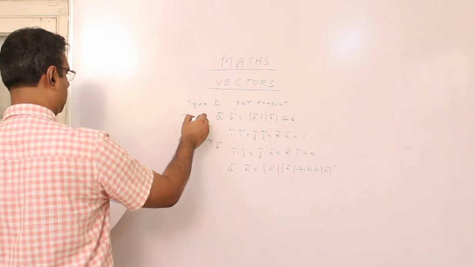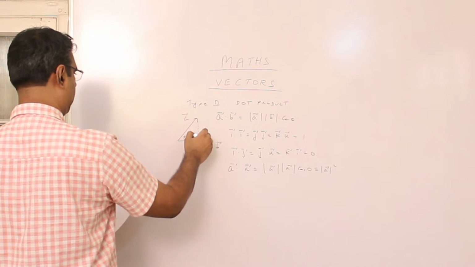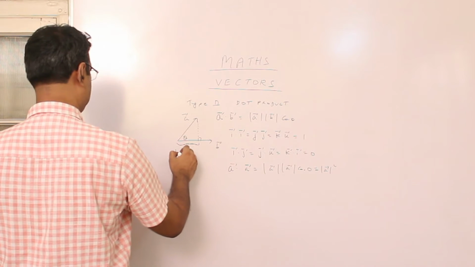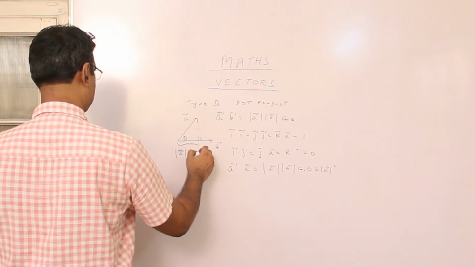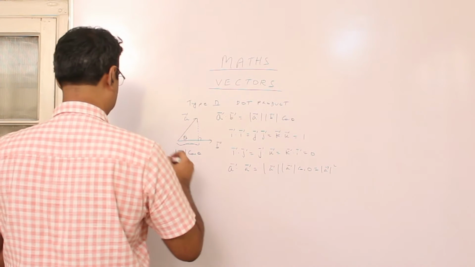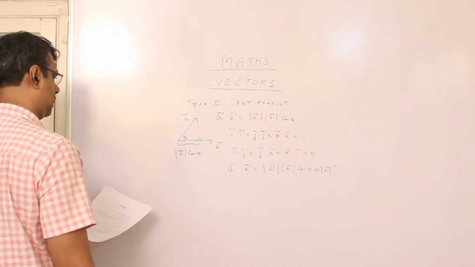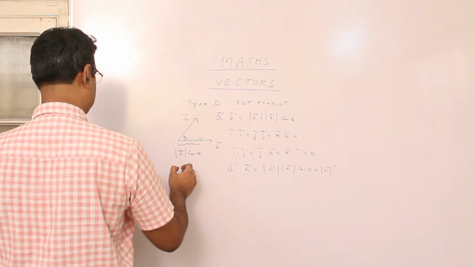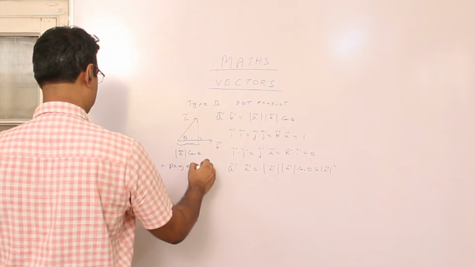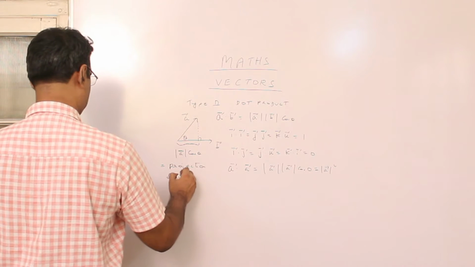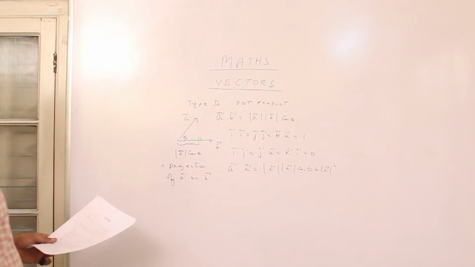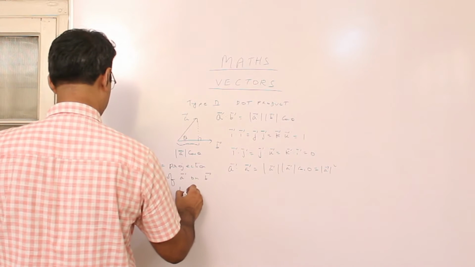Now suppose you drop a perpendicular from the head of A onto B. So it's pretty clear that this length will be equal to modulus of A into cos theta. Now the thing is that modulus of A into cos theta is this, and this is also called projection of A on B. So modulus A cos theta is also known as projection of A on B.